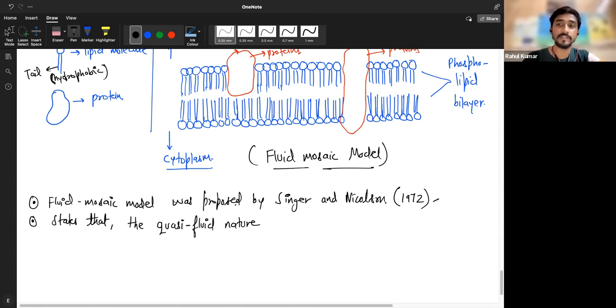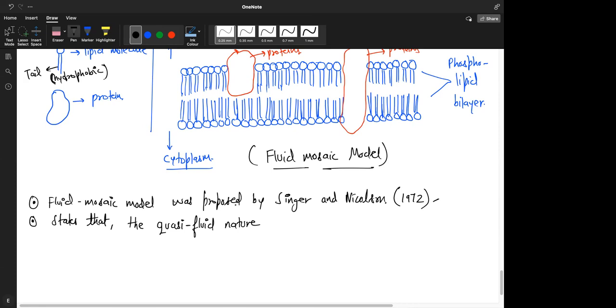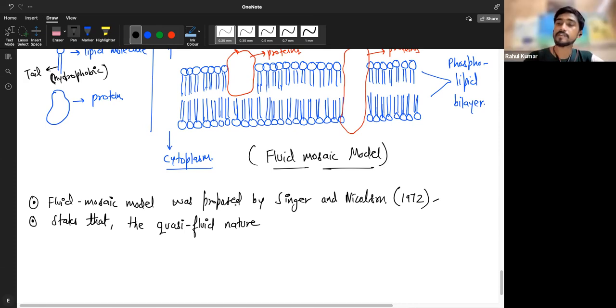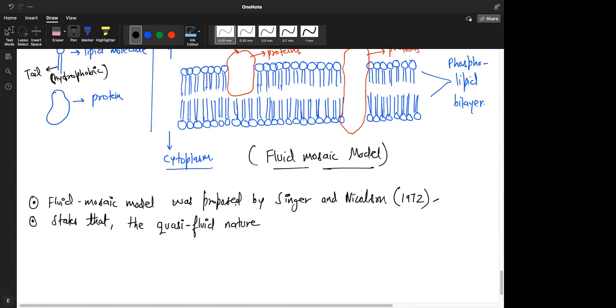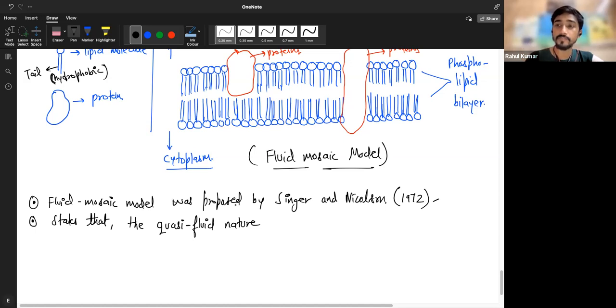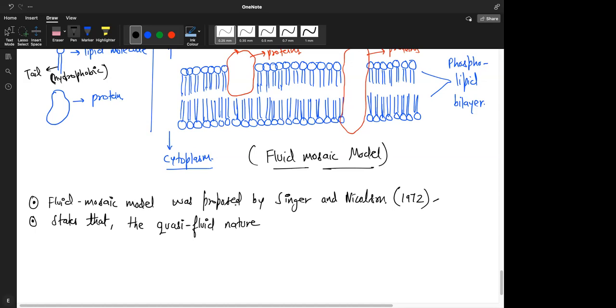That's called quasi-fluid nature. All the lipids in nature, whether it is the mucus in our body, so mucus is present in all the linings of our body, you know that? Mucus is present in the nose, in the mouth cavity, in the esophagus, in the small intestine, large intestine, everywhere. So that mucus is also slippery, right? Because that is also a kind of lipid. Understand that?